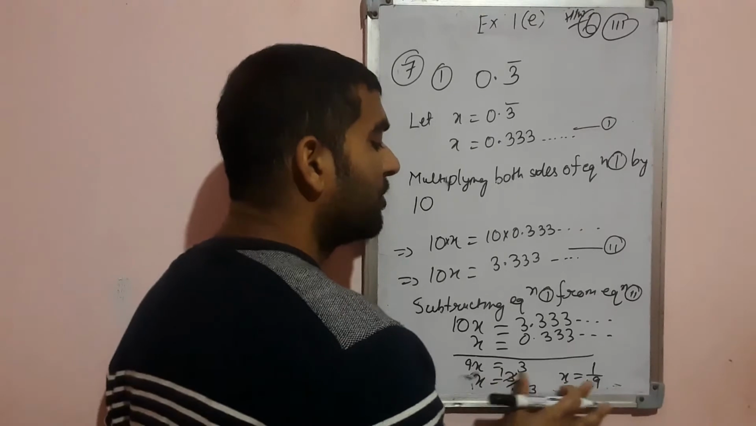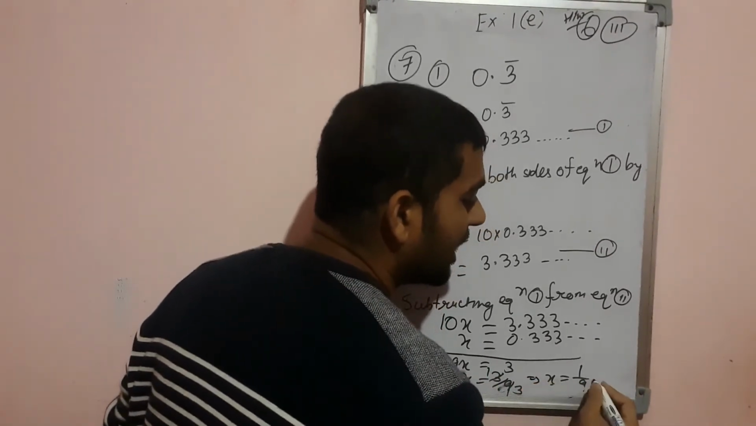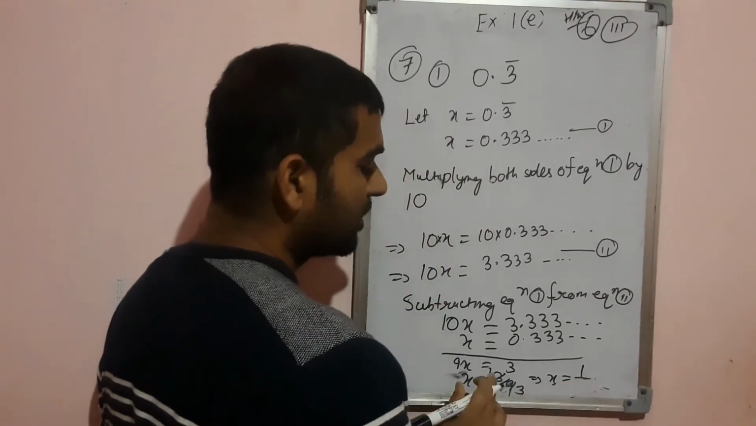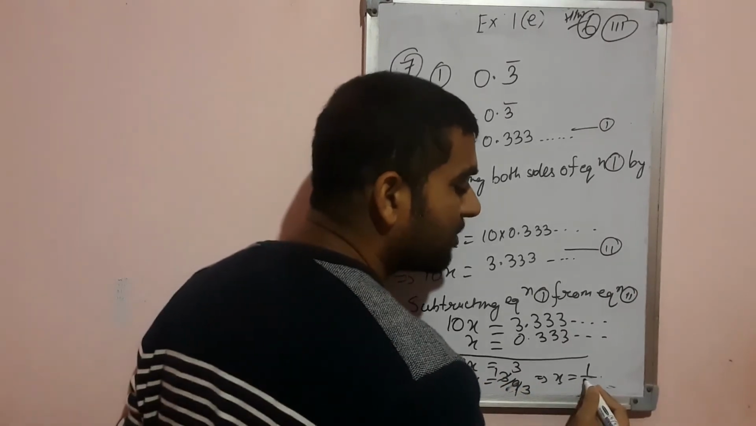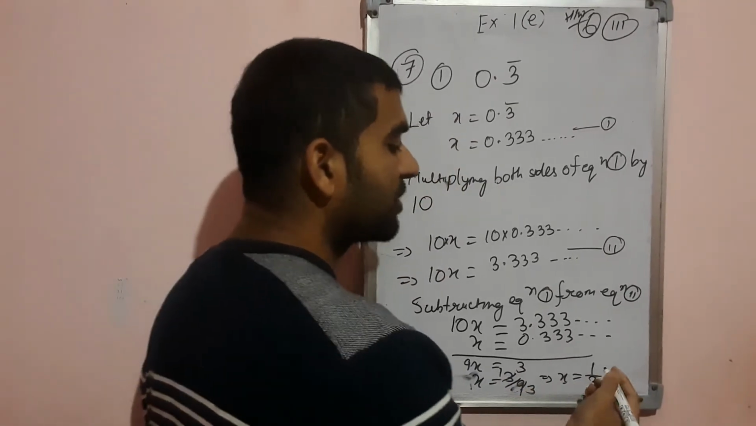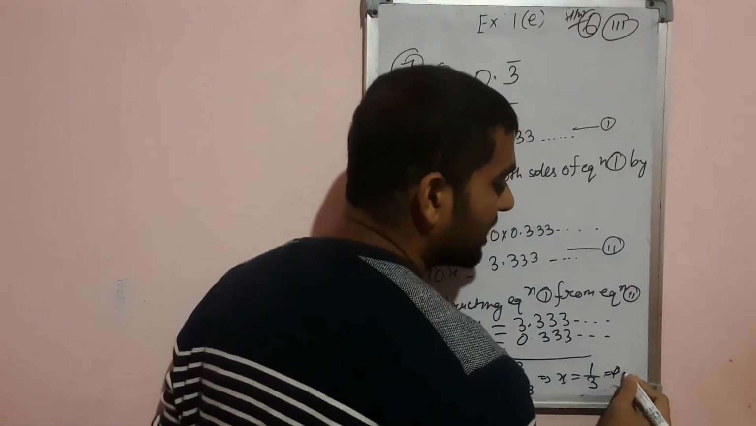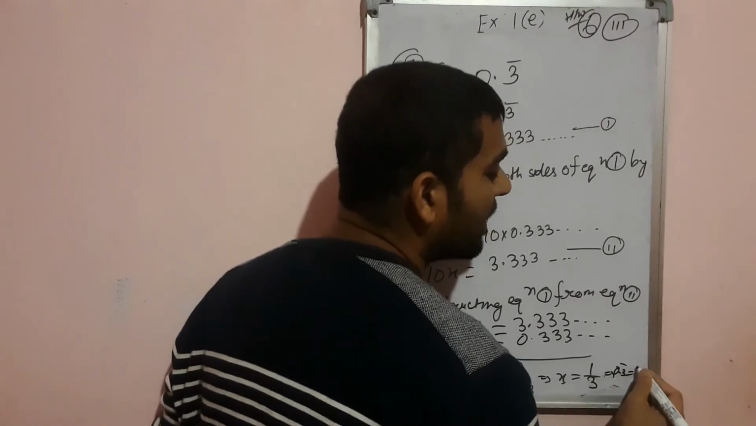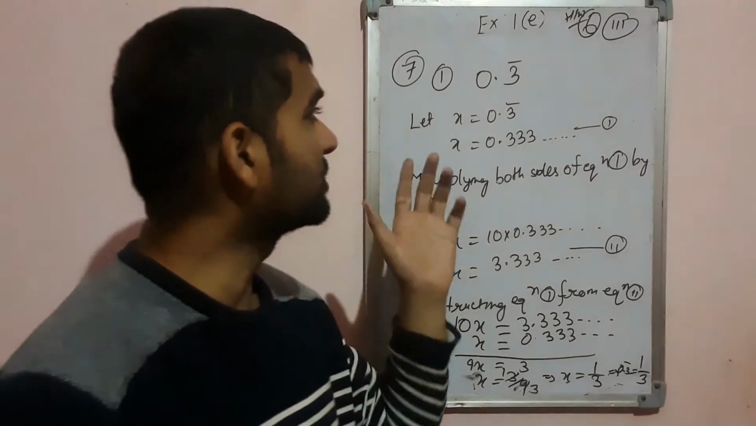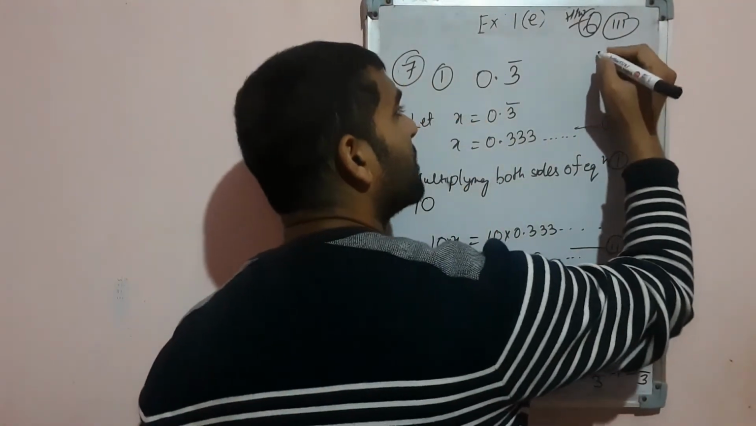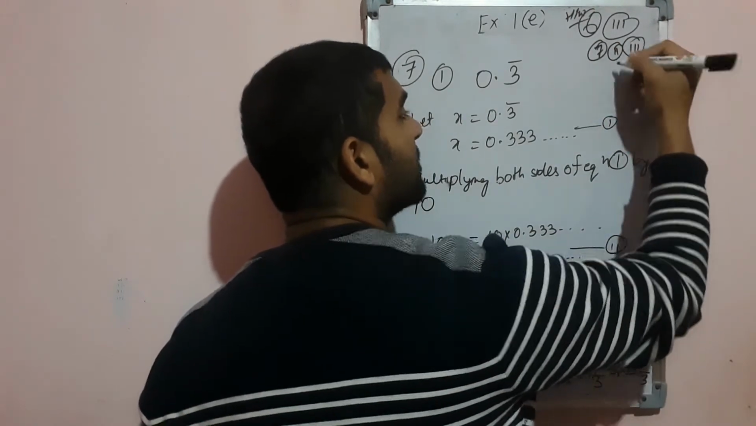Okay, if you cannot see, check here what we can write. 3 1s are 3, 3 3s are 9. So x is 1 by 3. Next step, you can write at the place of x: 0.3 bar equal to 1 by 3. So this is your answer, right? Okay, we will move to the next question. The other parts of question 7, 2 and 3, are the same, so you will try them at home.